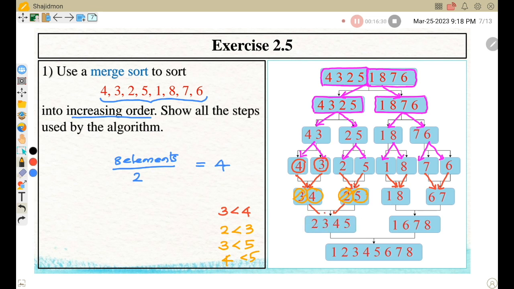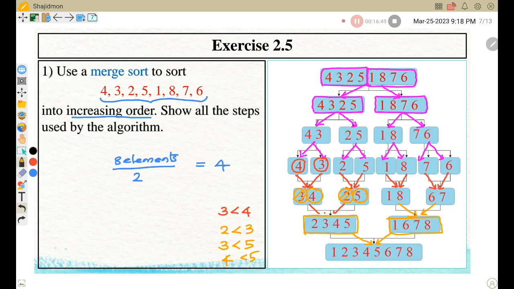In the same way we are comparing these two lists and merging and sorting together, 1, 6, 7, 8. After that we are getting two sorted lists, one list here and another list here. We will merge these together and make a sorted list.